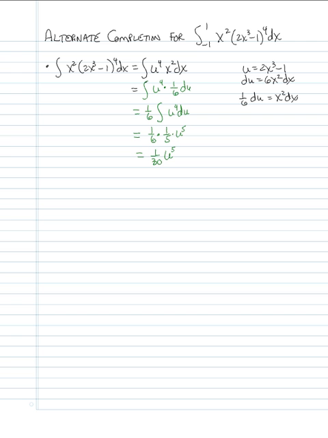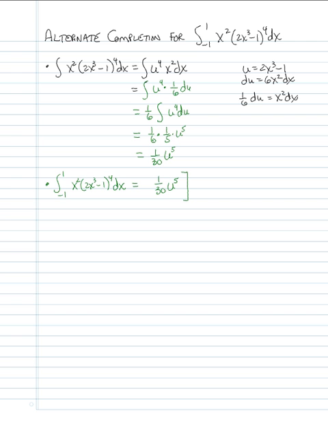Now, here is where the alternate approach I'm talking about is going to take place. Rather than putting the value of u back in, that is, rather than putting 2x cubed minus 1 back in for u, we're going to start from here. We're going to say the definite integral from -1 to 1 of x squared times (2x cubed minus 1) to the 4th power with respect to x is 1 over 30 times u to the 5th evaluated from -1 to 1.